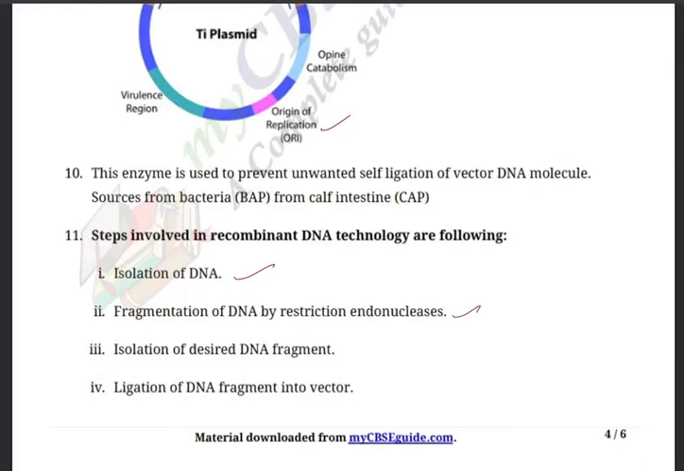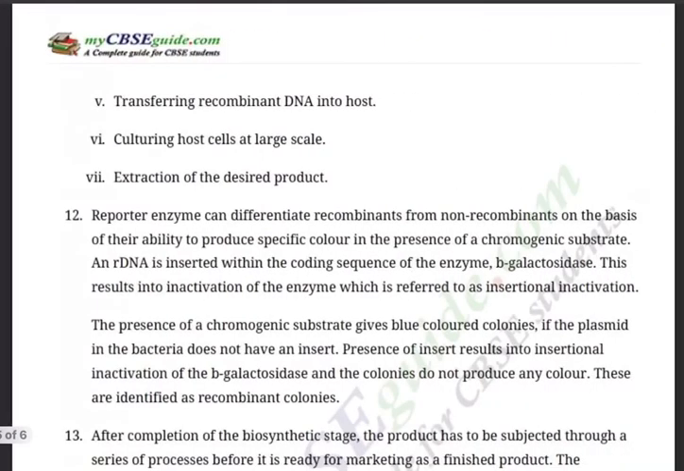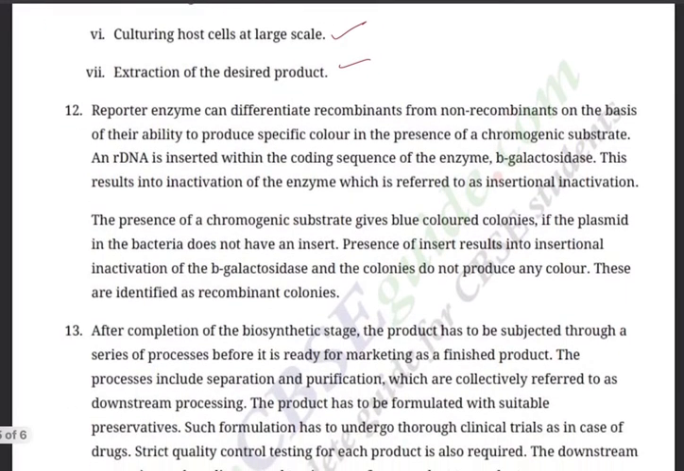First one, isolation of DNA. Second, fragmentation of DNA by restriction endonucleases. Isolation of the gene of interest or desired DNA fragment. Ligation of the DNA fragment into the vector, attachment, ligation. And transferring recombinant DNA into the host. Culturing host cells at large scale. And extraction of the desired product. These are the 7 important steps that you must remember.